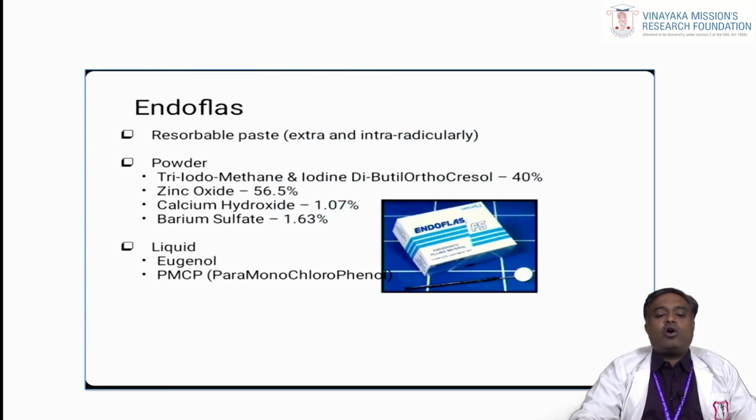80.80%. Next is Endoflas. This obturating material is a resorbable paste. The powder consists of tri-iodomethane and iodine dibutyl orthocresol 40%, zinc oxide 56.4%, calcium hydroxide 1.07%, and barium sulfate 1.63%. The liquid consists of eugenol and PMCP, that is paramonochlorophenol. This is the composition of Endoflas.